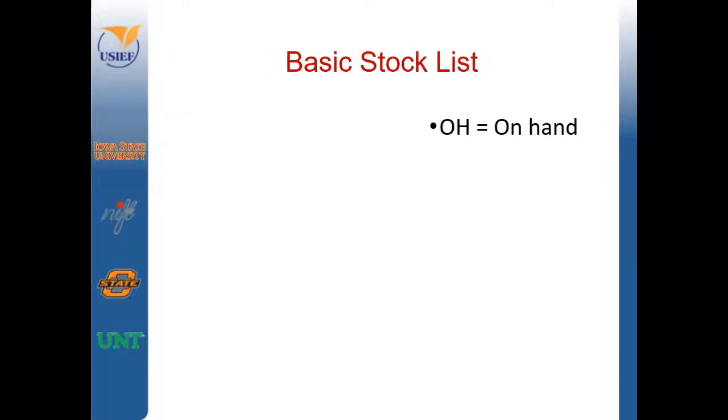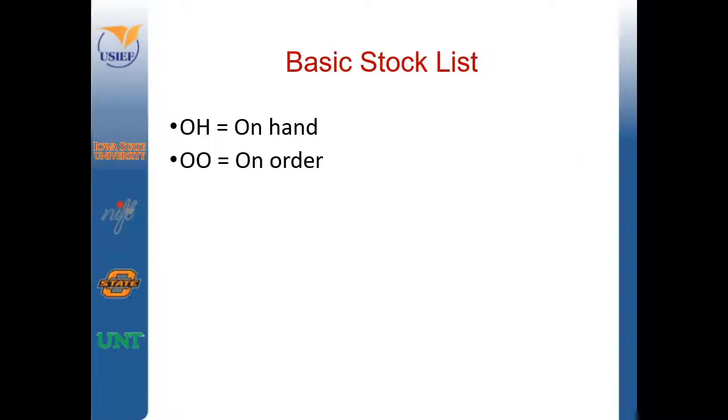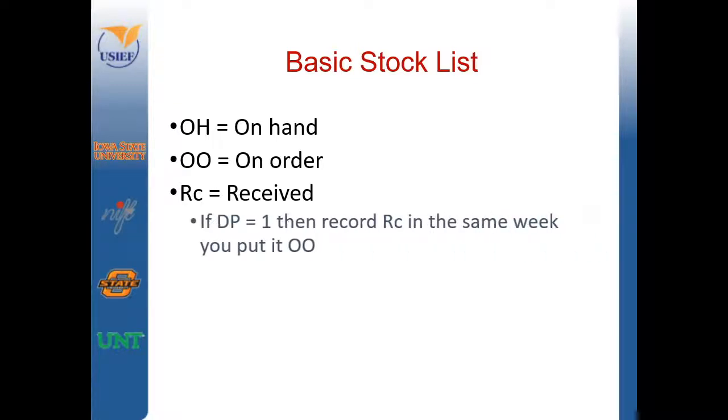Additional terminology to be aware of include terms such as OH, which stands for on hand. This refers to how much inventory you have on hand at a given point in time. OO stands for on order, which is how much inventory is on order at a given point in time. RC stands for received, how much inventory is being received this week. If the delivery period is 1, then you will receive the goods the same week you put those goods on order. If the delivery period is 2, those goods would be received the following week.